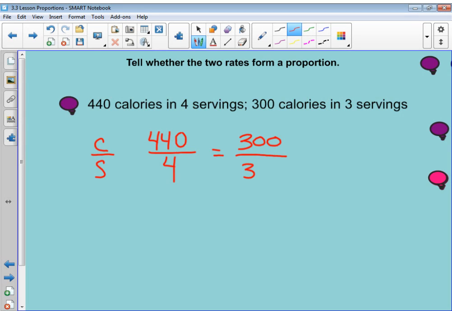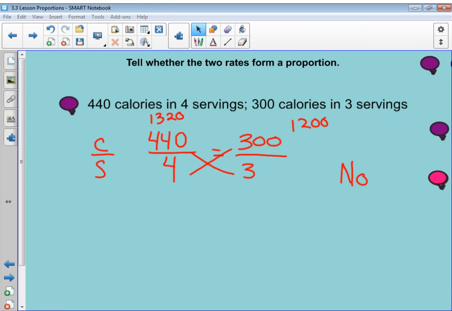So I can either check cross products, I can check the decimal form, I can reduce fractions. Here I would get 1,200, and here I would get, I think, 1320. 440 times 3 is 1320. Are those the same? No. So this would be a no, they are not proportional, or they do not form a proportion.